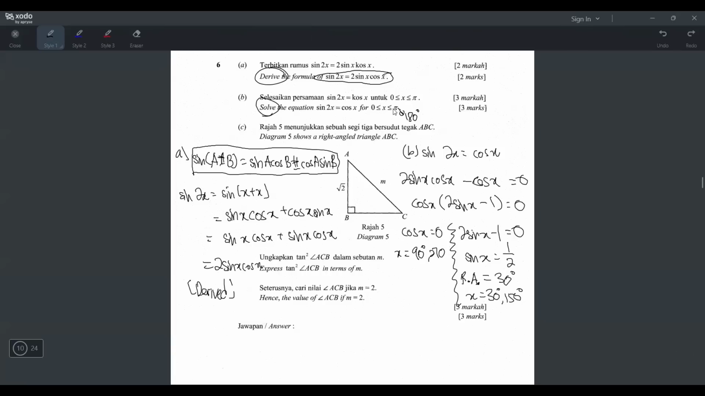I have to reject, right? Yeah, because they want the answer in between 0 and pi. So 270 confirm can reject already. So you only have three answers. This one, and this one. But let's convert everything to radian.